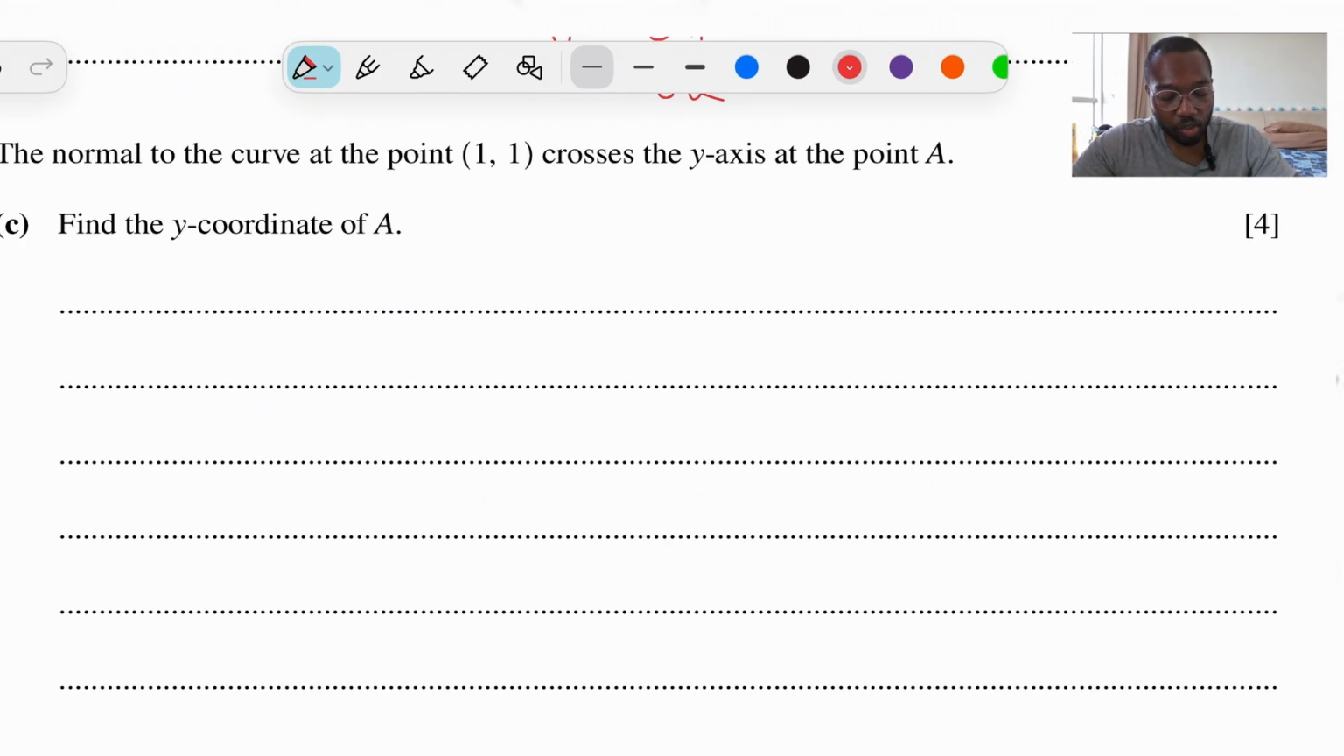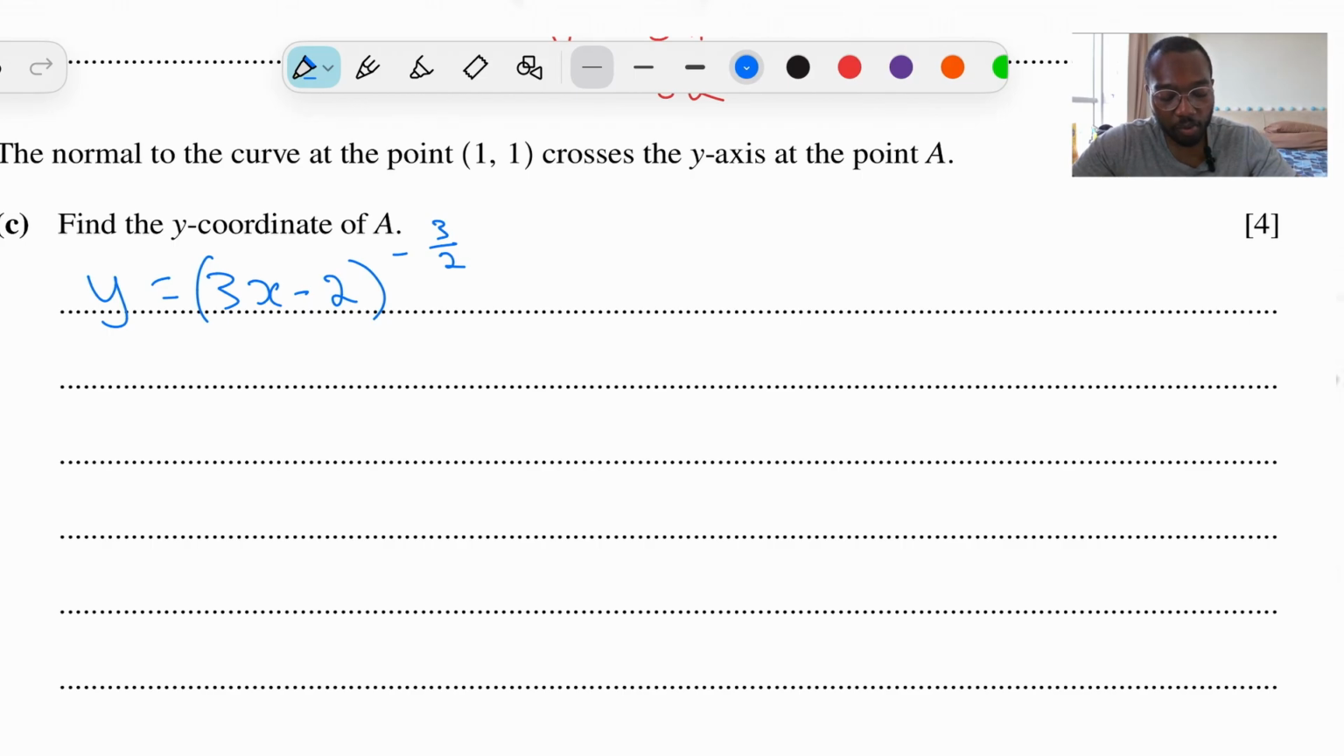Okay, last question. We've got the normal to the curve at the point (1, 1) crosses the y-axis at the point A. Find the y-coordinate of A. So if it's normal to that curve, we know that curve was y equals (3x minus 2) to the power of minus 3 over 2. So we need to find the normal to that. So how can we go about finding the normal?